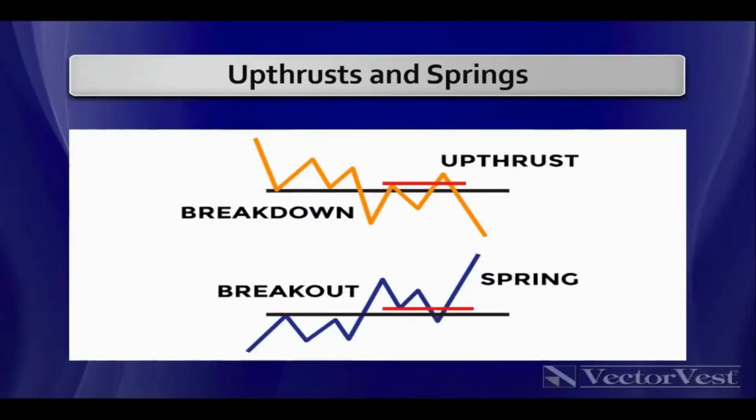We get resistance, which becomes support. It then breaks up, and that would be a sweet spot. It breaks up, can't make a new high, and then it goes back and takes out that low and then reverses. And that's the spring. And the upthrust is the mirror image of that. Support, resistance, can't make a new low, goes up, takes that top out, runs the stops, and then comes down.